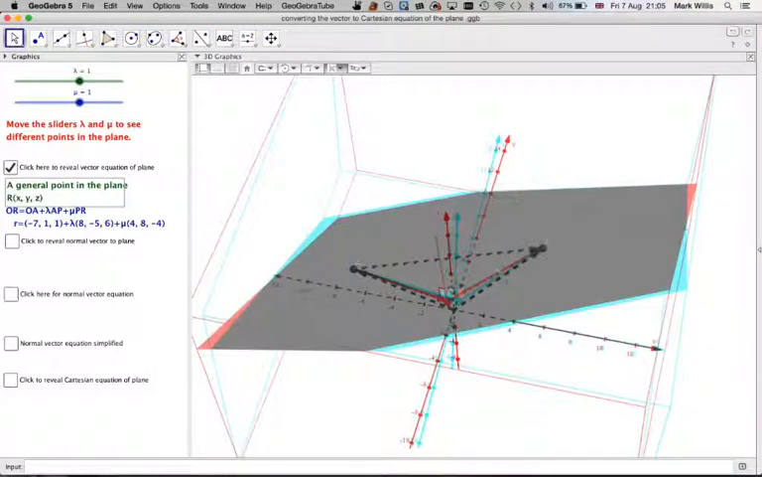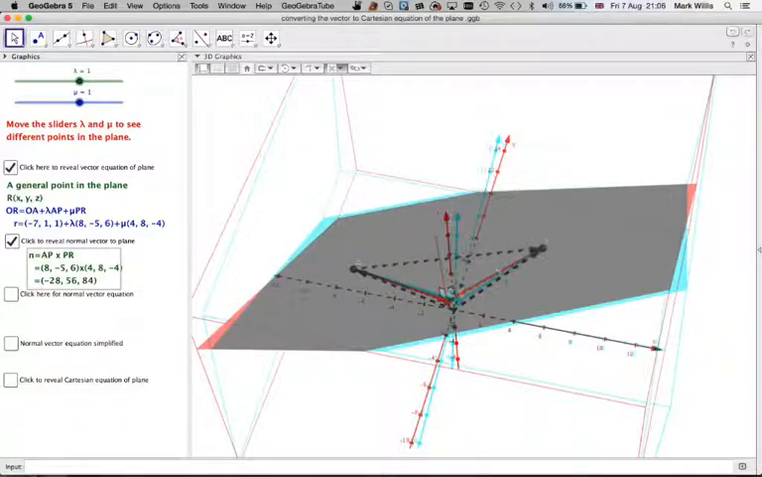So general point in the plane, OR: O to R is the same as going O to A, lambda times A to P, plus lambda times P to R. Now, what you'll notice is that the normal will actually be perpendicular to both the vectors AP and PR. So if I click here, the normal vector will be the vector product of AP and PR.